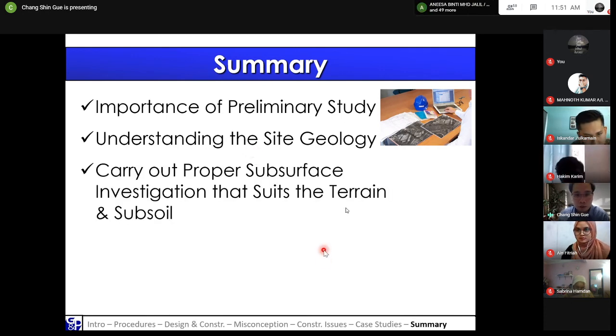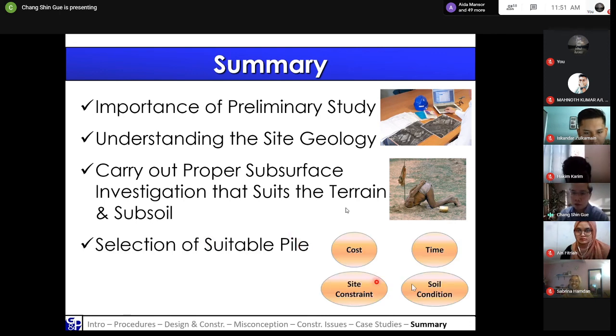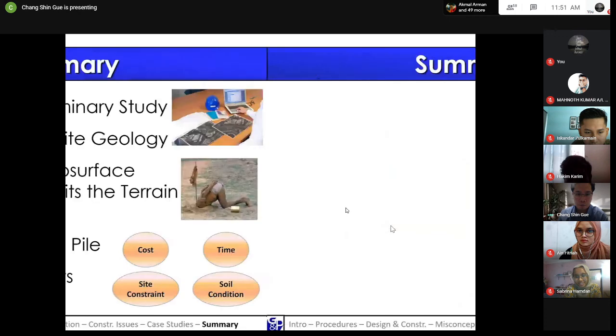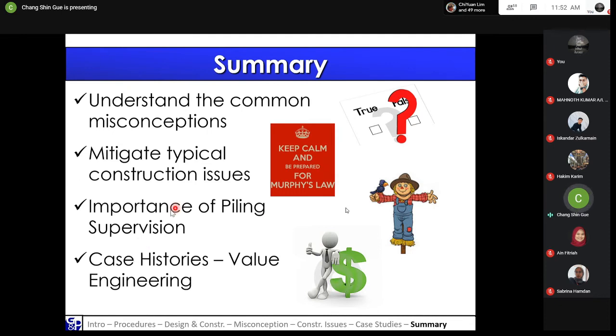And also it's important to carry out proper subsurface investigation, to do proper SI, field testing and lab testing to integrate the soil parameters and know your soil profile so that you can design your foundation. And in terms of selection of suitable pile, bear in mind cost, time, site constraints, and soil condition. I've also talked a bit about pile design concepts, and explained some of the common misconceptions and some construction issues and the ways to mitigate them, and also the importance of supervision in terms of construction, and some case histories, and showed you how value engineering can be achieved.